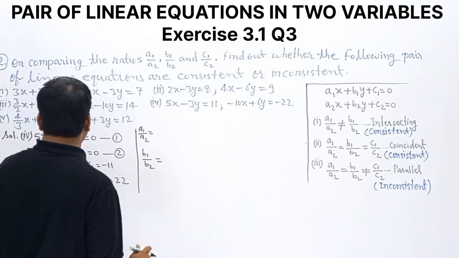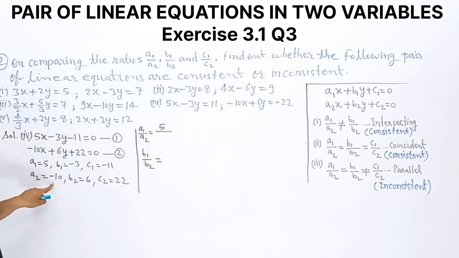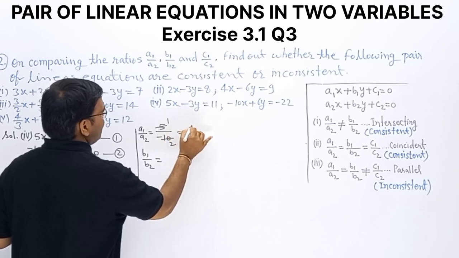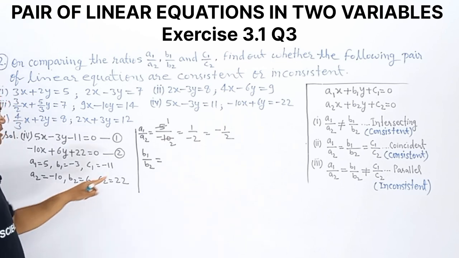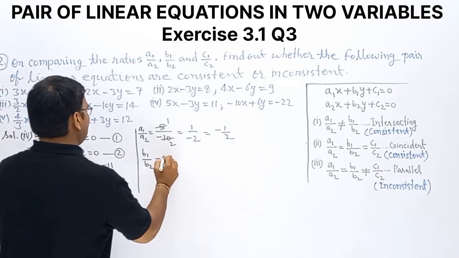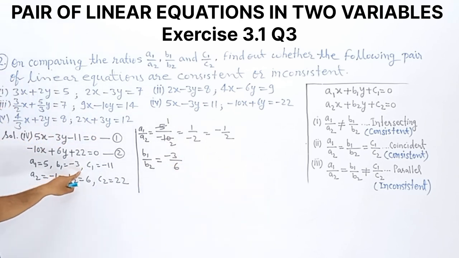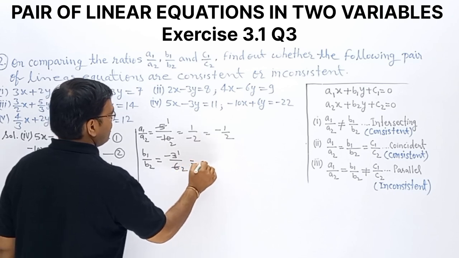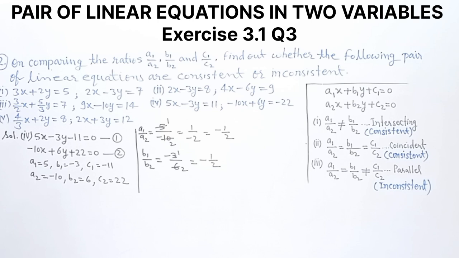We obtain the values. So A1 upon A2 will be 5 upon A2, which is minus 10. Solve this, simplify one time, 2 time. What we are getting, 1 upon minus 2. This can be written as minus 1 by 2. Clear? B1 upon B2, what will be the ratio? Minus 3 upon 6. B1 is minus 3, B2 is 6. Solve this. 1 time it is going, 2 time it is going. Same, we are getting the same ratio. A1 upon A2 equals B1 upon B2. So what should we find?